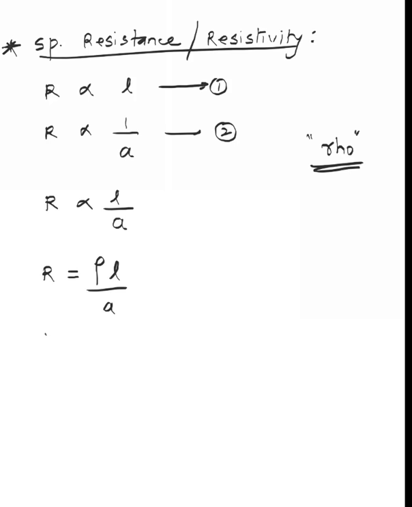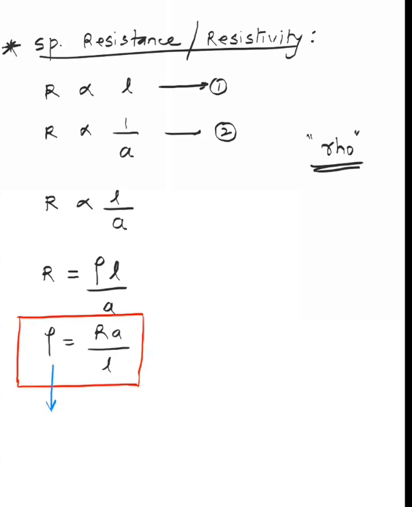Now, if you cross multiply, what will you get? Rho is equal to RA upon L. You guys got it? So resistivity is equal to resistance into area upon length. That's the formula for resistivity. Very, very important, guys. You'll have a lot of numericals based on this in the A part of the chapter. Now we'll find out what's the unit of resistivity.